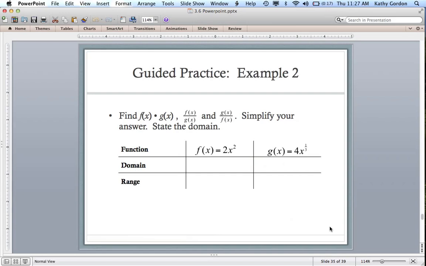All right, one more practice. Go ahead and take a look at these two functions. Think about what you would get if you multiply, if you divide f by g, and if you divide g by f, and state the domain for each one. Pause the video while you work on this and come back when you're ready to check.